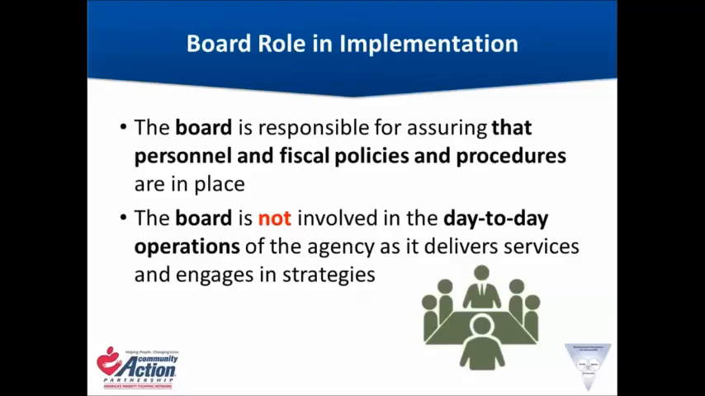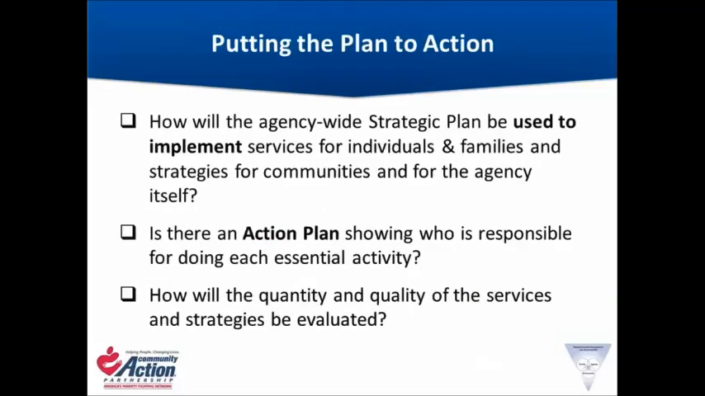So putting the plan into action, how will the agency-wide strategic plan be used to implement services for individuals and families and strategies for communities and for the agency itself? Do board members really thoroughly understand how this is going to happen? Do they understand, is there an action plan showing who is responsible for doing each essential activity? And how will the quantity and quality of service and strategies be evaluated? The board should understand and know how these things are being evaluated to find out what results actually occur.